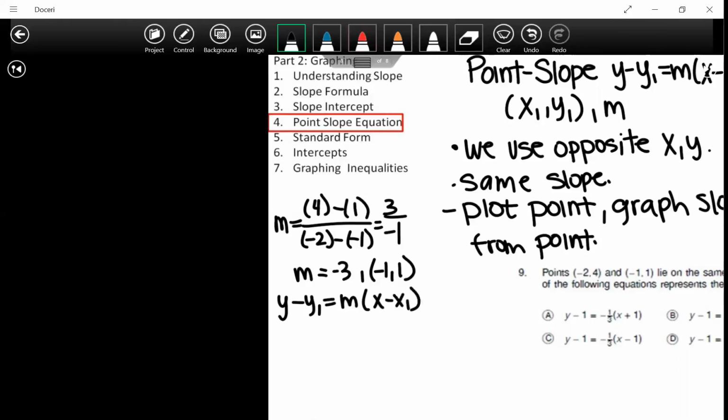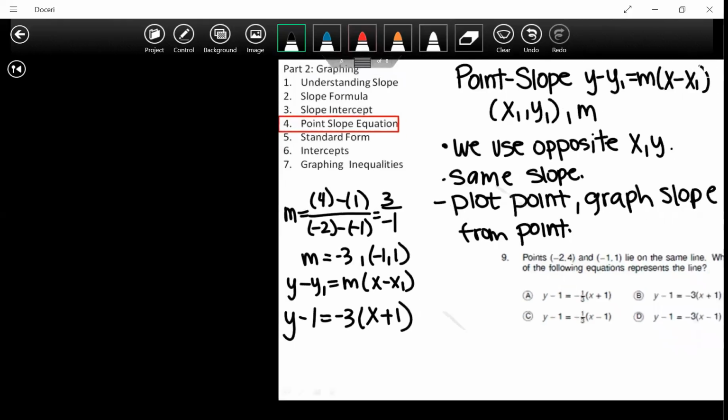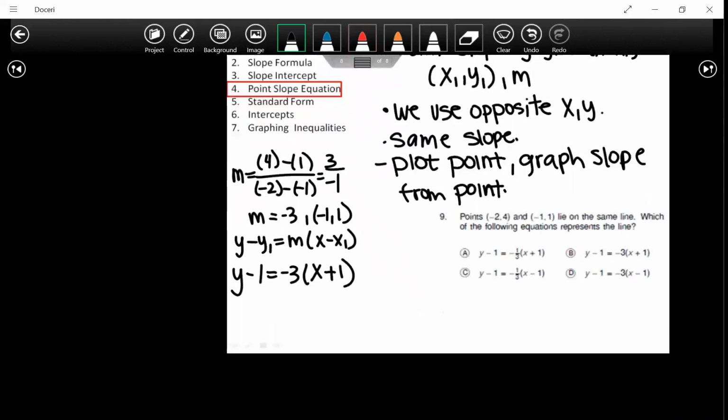I want to use the opposite points when plugging back in. So my y version will be +1, which will be -1. My slope remains the same, -3. X is -1, so its opposite is +1. So that's all we want to see from that. A and C are the same, and they have the same slope, which is not our slope. The one we're going to look at is the one with the opposites. In this case, it will be B, because our x will be +1.